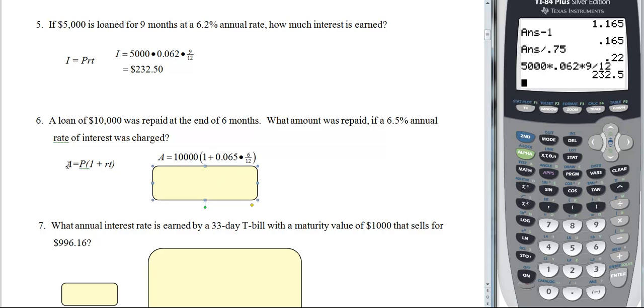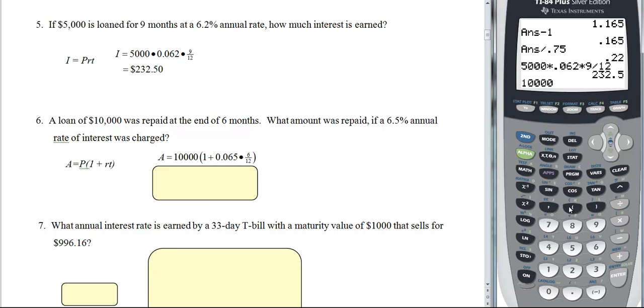Now, why I want to know what formula you use, that's part of the problem, and it's worth some points, because I have people who come over here and they mess something up, but at least you get partial credit. Also, I want to see this because between you and your calculator, a lot of things can go wrong.